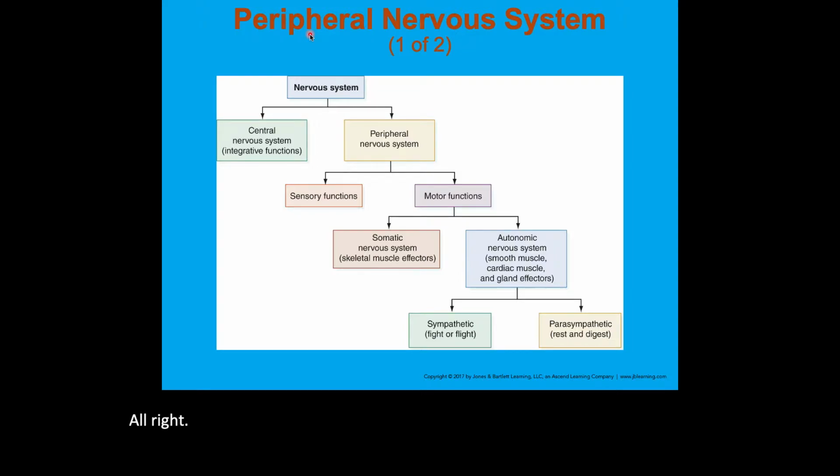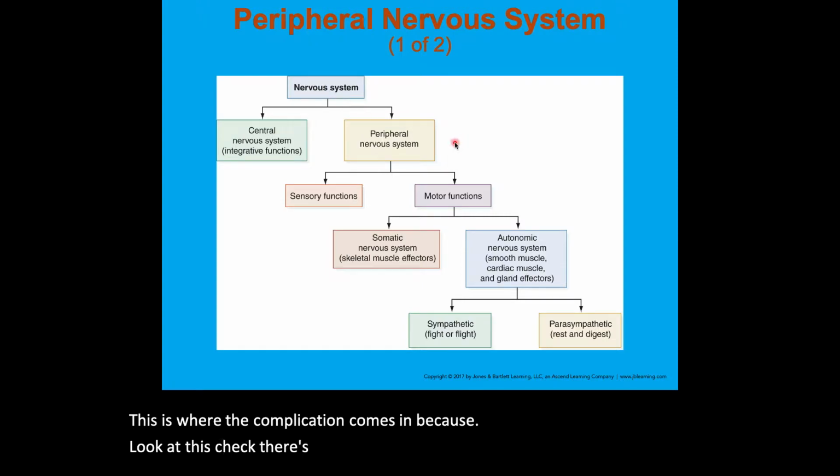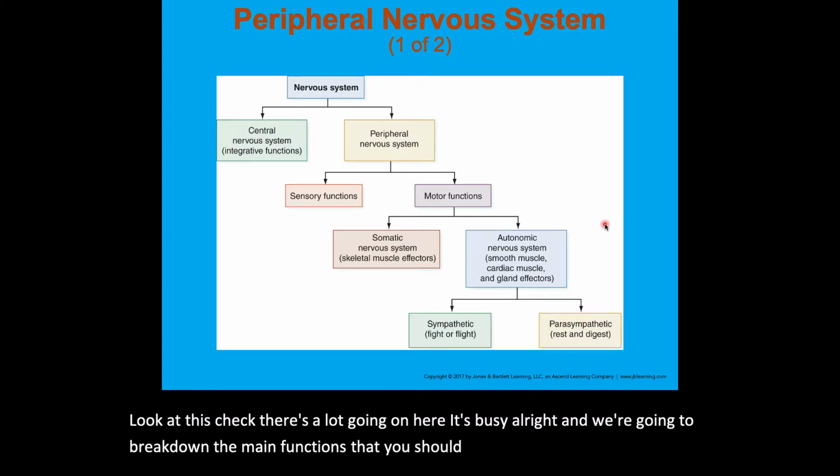Now, we are going to break down our nervous system into some subcategories. As I mentioned, this is where the complication comes in because look at this chart. There's a lot going on here. It's busy. All right. And we're going to break down the main functions that you should be aware of.